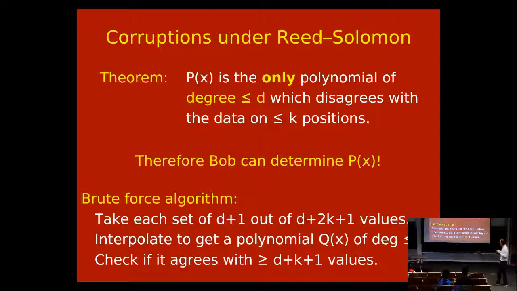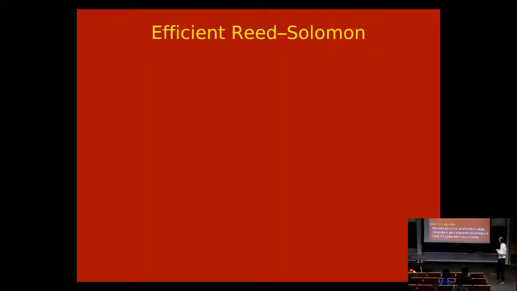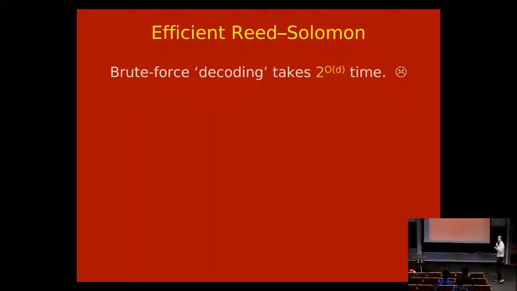Now, there is some d plus 1 set of points that have no errors, because this is the total number of values, and there's at most k corruptions. So actually, there's some d plus 1 points where if he did interpolation, he would get the right answer. And at least for brute force, he could do this. He could try all these different polynomials, get a candidate, and then check if it does agree on most of the positions. Unfortunately, that's a brute force algorithm, and it takes exponential time.